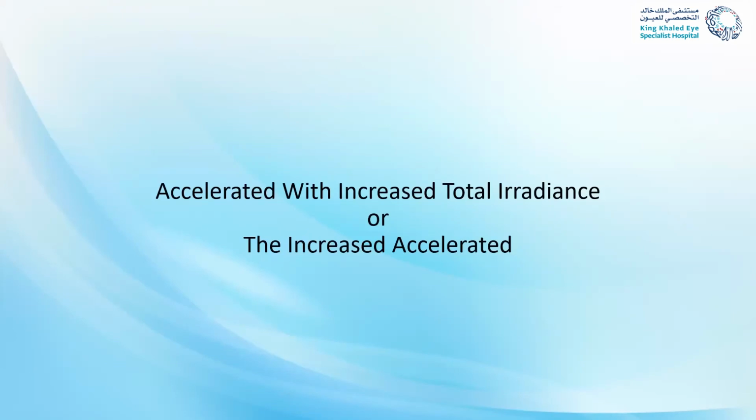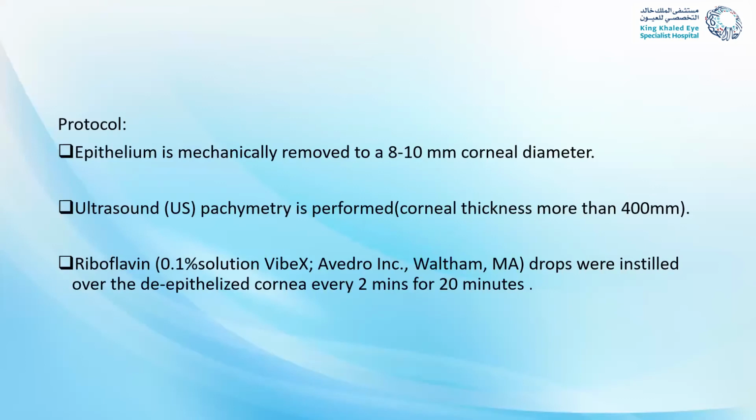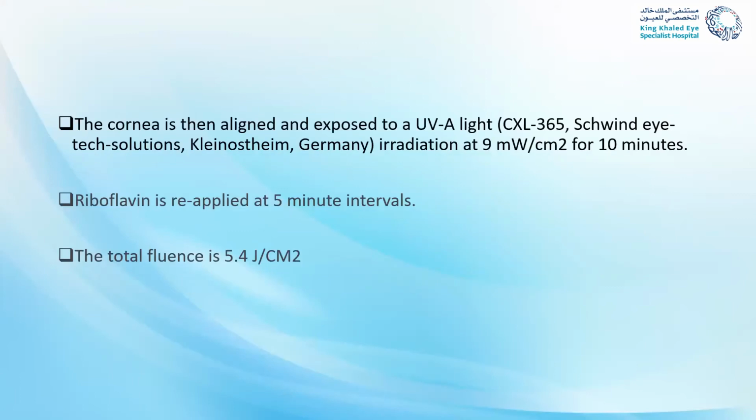So I'll just repeat what I said about the accelerated with the equivalent total fluence, which is also the standard accelerated. It's basically the same process as the standard conventional, where the epithelium is mechanically removed at 8 to 10 millimeter. As I mentioned, many of us use the 9 millimeter corneal diameter. And then we go with the ultrasound pachymetry just to make sure that the corneal thickness is 400 micrometers and above. And then we use the riboflavin without the dextran, so it's a 0.1% solution. Because of the nature of the solution, we instill it every 2 minutes for 20 minutes. And that should be enough to saturate the cornea well.